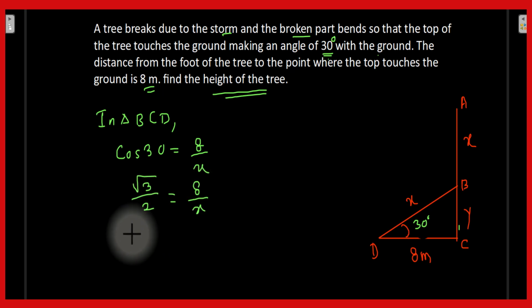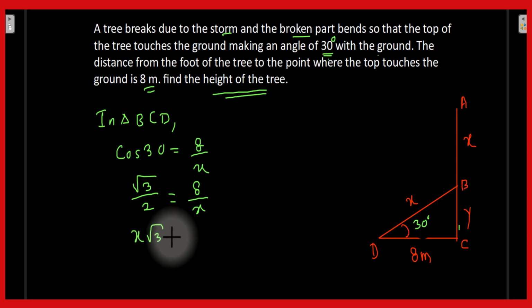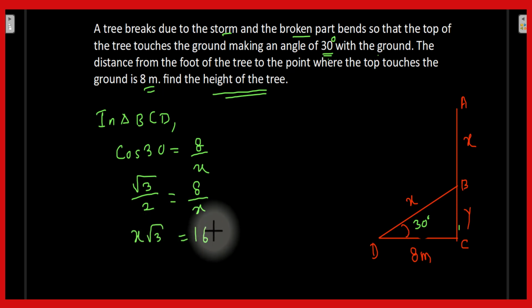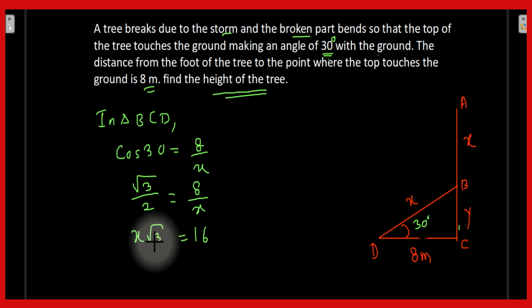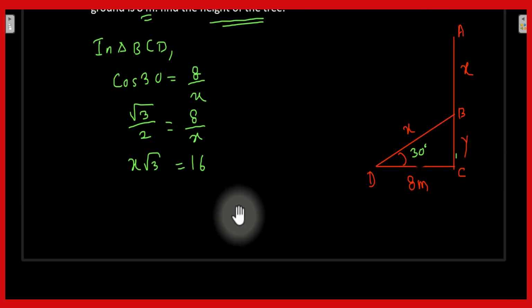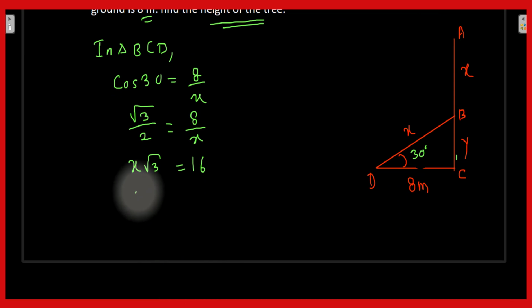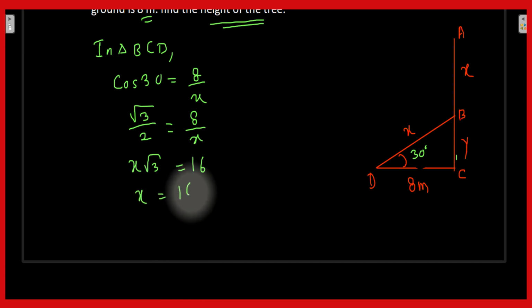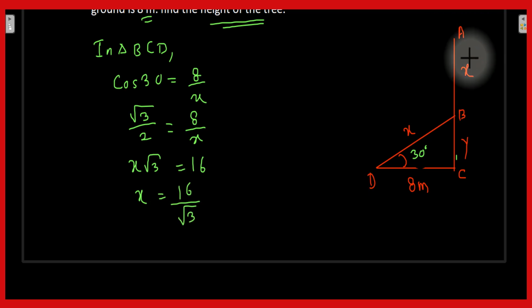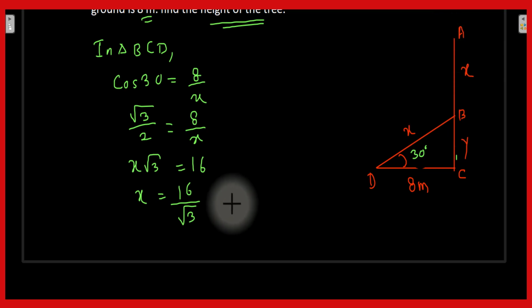Now take X to this side, so it will be X root 3, which is equal to, taking 2 to this side, 2 eights are 16. So X root 3 is equal to 16. Take root 3 to the other side, so it goes to the denominator, and X is equal to 16 upon root 3. Now you have got this distance X, the AB distance. Let this be number 1.